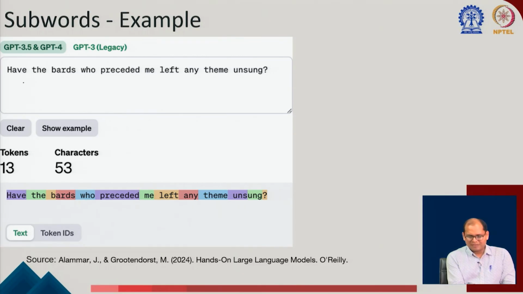Here's an example in GPT-3.5 and GPT-4. If you give the sentence, "Have the bards who preceded me left any theme unsung?", you see "have" and the individual words, but "bards" is not treated as a single word. It is B and ards, right? "Unsung" is UNS, uns and UNG, and the question mark is separate. So you find 13 tokens in this using the GPT-3.5 tokenizer. And this would be very popular.